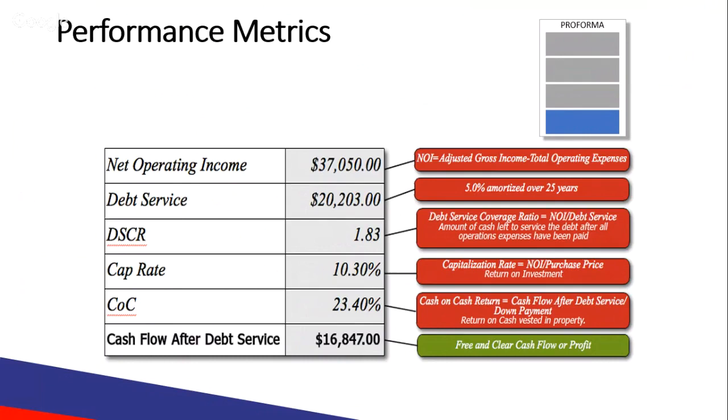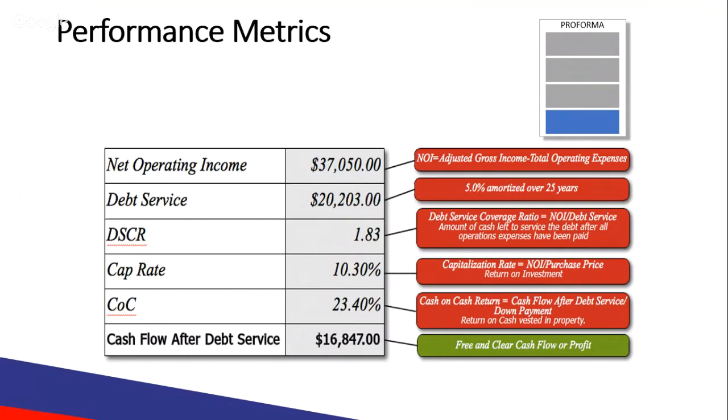Your debt service is your mortgage payments. Now, if you have financed this building, you're going to have a monthly mortgage payment to a bank. That mortgage payment annualized over a year is what you see there. That's the total debt service for the year.